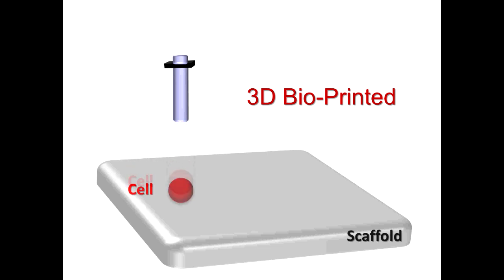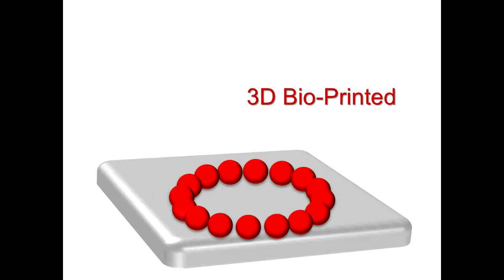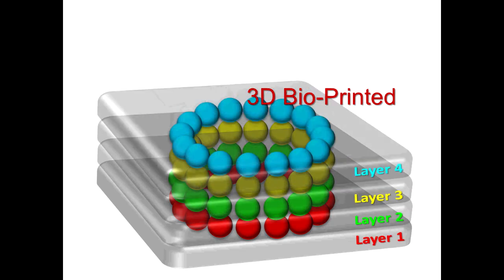Three-dimensional bioprinting is a technology that allows dispensing living cells in a desired 3D pattern. Jelly-like materials, called hydrogel, are commonly used as a scaffold material for this type of cell printing. Three-dimensional structures can be fabricated by layer deposition.